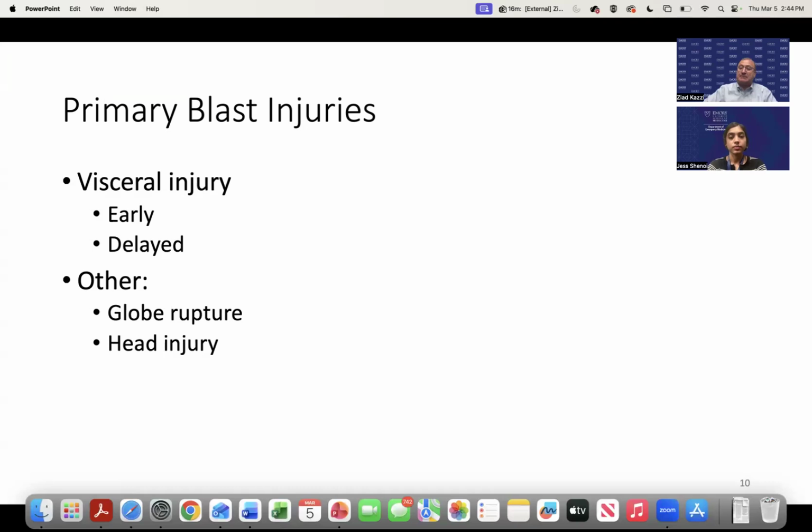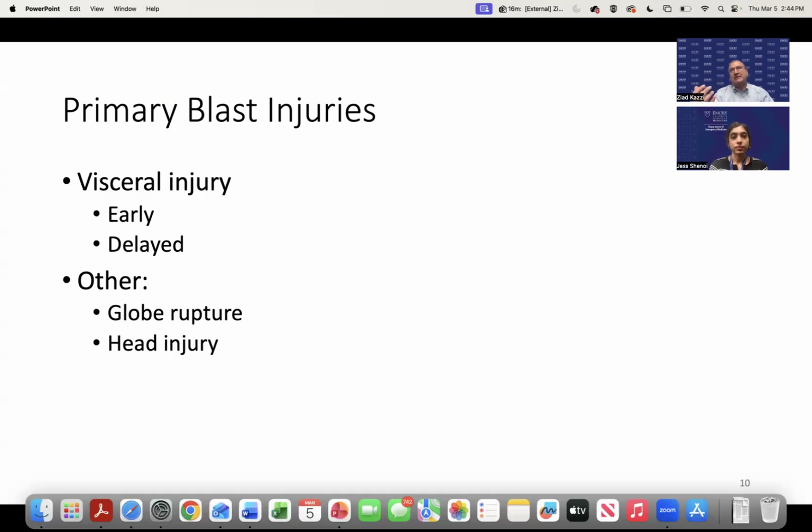Again, the intestinal tract is prone to these primary blast waves. It can cause perforations, hemorrhages. And here, remember that some of these are delayed because of mesenteric ischemia that can result from the blast wave. So screen people for abdominal pain, get a CT scan, looking for hemorrhage or perforation.